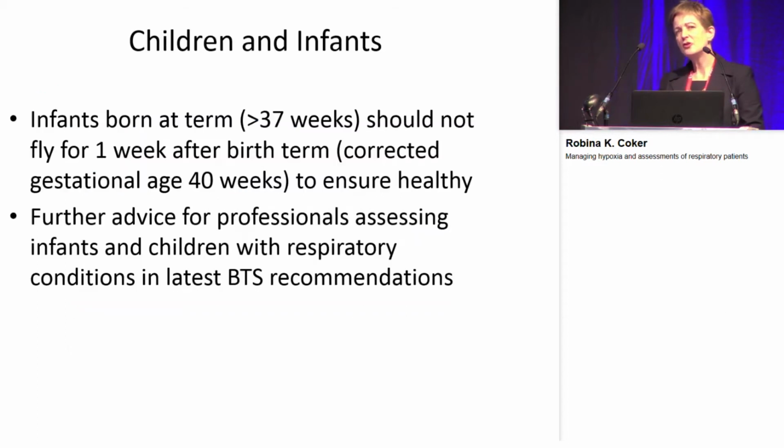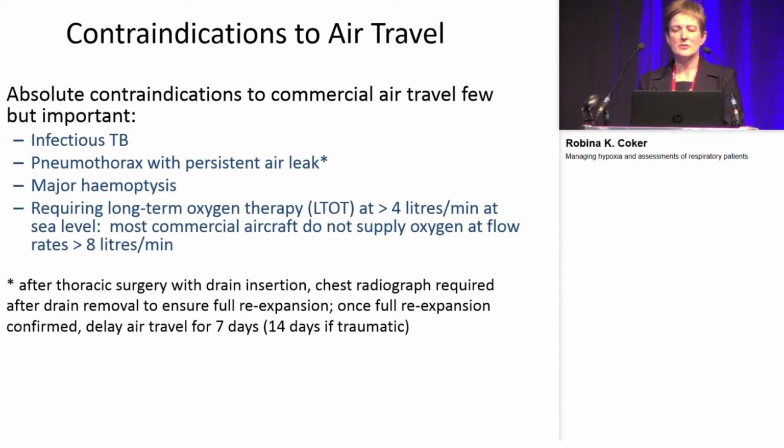So there are very few absolute contraindications to air travel, but they are important. So infectious TB is an absolute no-no, obviously. Pneumothorax with a persistent air leak. Usually we recommend that patients wait at least 7 days after the lung has re-expanded on chest X-ray, once the chest drain has been removed or any other treatment has been performed.